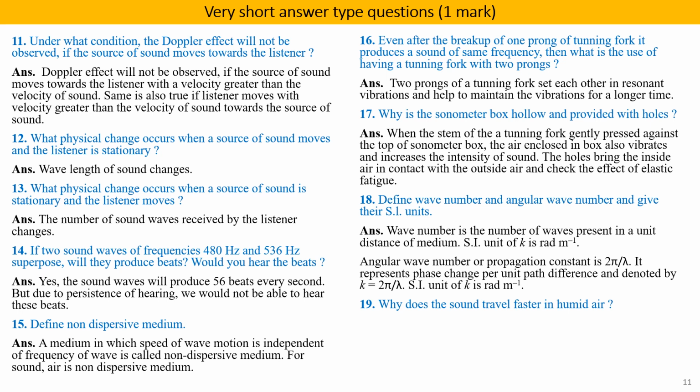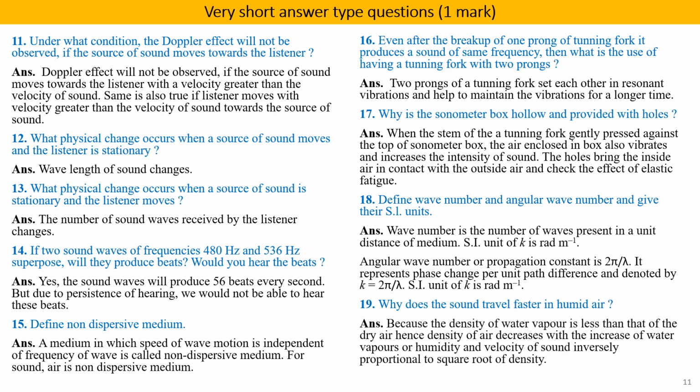Why does sound travel faster in humid air? Because the density of water vapor is less than that of dry air. Hence, the density of air decreases with the increase of water vapor or humidity, and the velocity of sound is inversely proportional to the square root of the density.